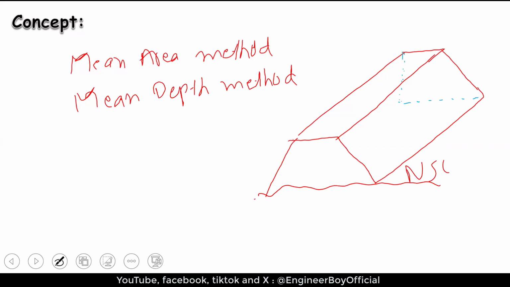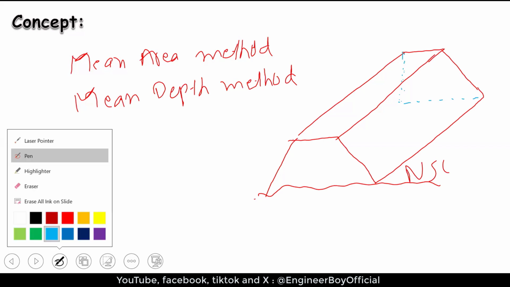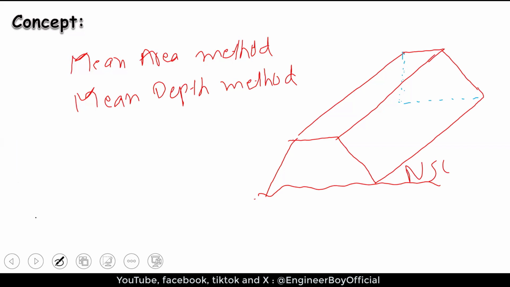As you can see, the section is a trapezium, and this is normal practice. Let's focus on the mean area method first. Say we have the depth at this section, which I'm going to call D1, and at that section D2. The depths are different, so the areas for the two sections can be different. This red shaded area is different from the blue area at the other section.